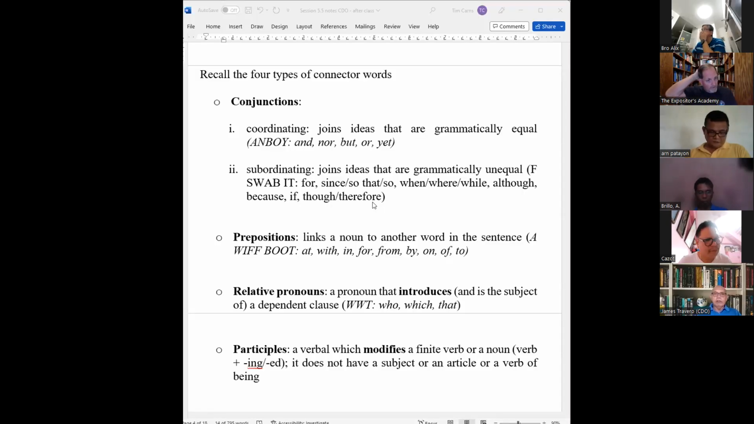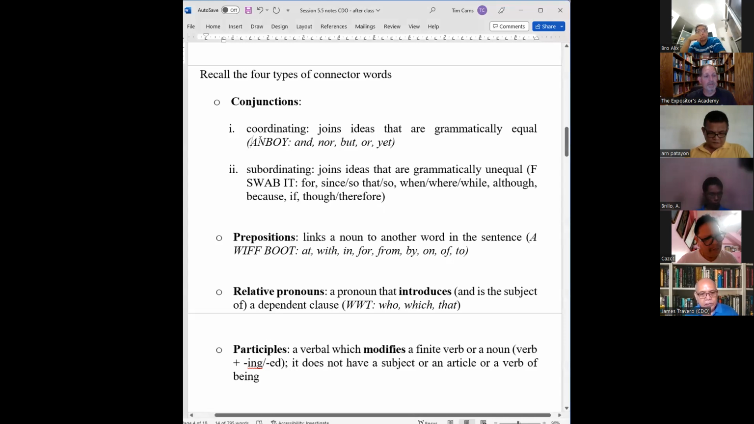So going back to the connector words, as I said, we've got the 4 main types: conjunctions, prepositions, relative pronouns, the participles, and then the most commonly used of each one. The commonly used coordinating conjunctions, which again join words, phrases, or clauses that are grammatically equal. Then we have the subordinating conjunctions, which join ideas that are grammatically unequal. That is, it links a dependent clause to a word in the sentence. And then here are the most common of those.